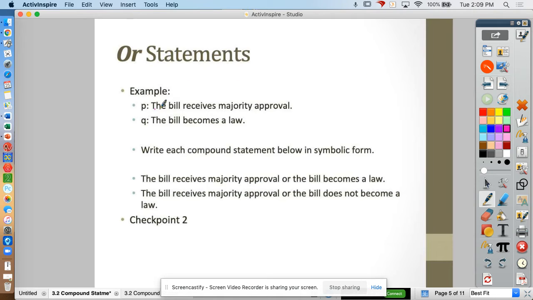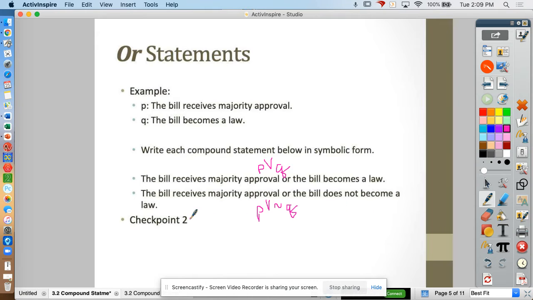All right, so let's look at some examples. P says the bill receives majority approval. Q says the bill becomes a law. So this one, the bill receives majority approval is P, or the bill becomes a law. So P, V, Q. The second one says the bill receives majority approval, same thing, or the bill does not become a law. So now we've got a tilde and a Q.